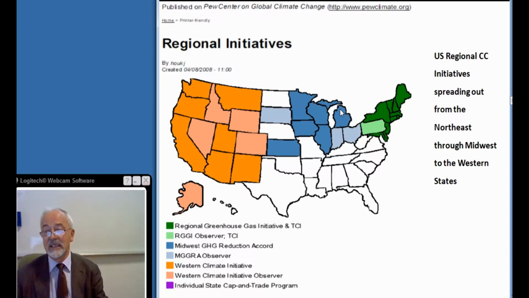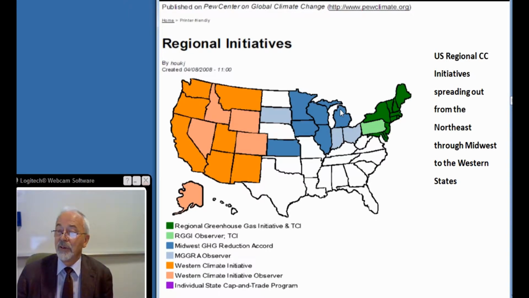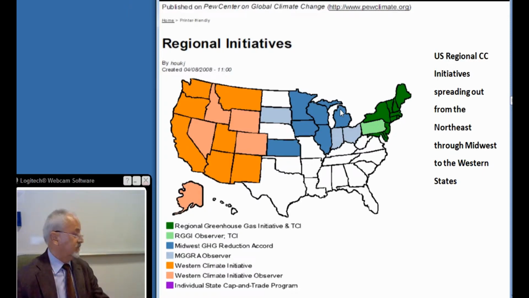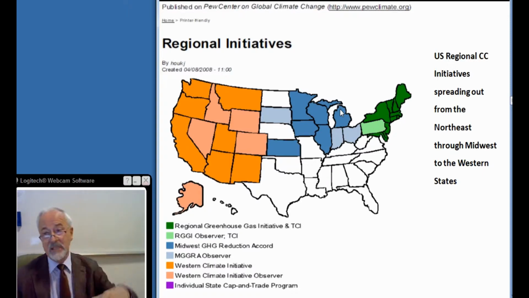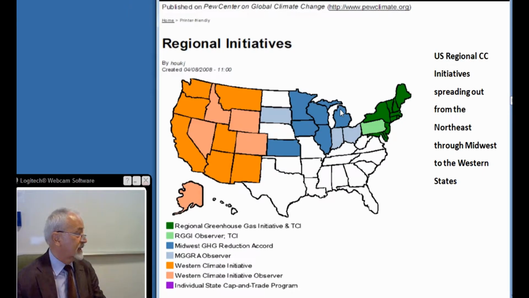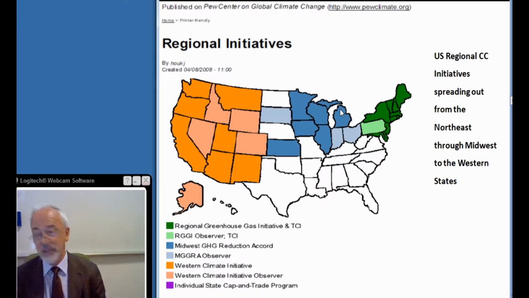They started in the East, the Regional Greenhouse Gas Initiative in the Northeast, New England, and so on. Then we have the Western Climate Initiative. There are some observers, and it is very interesting that we also have the Midwest Greenhouse Gas Reduction Accord. So we have several types of collaborative networks in the states, because they see the negative results for their states, and they also see the opportunity to boost new technologies, new businesses.